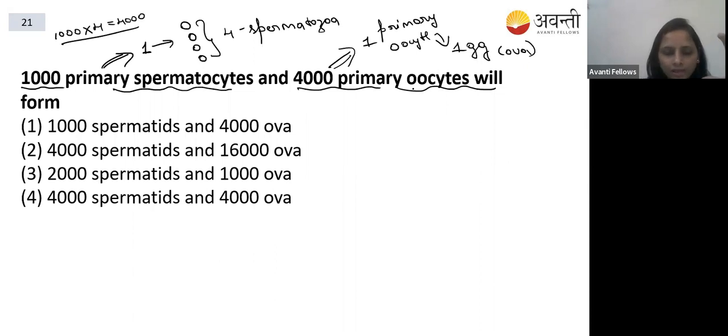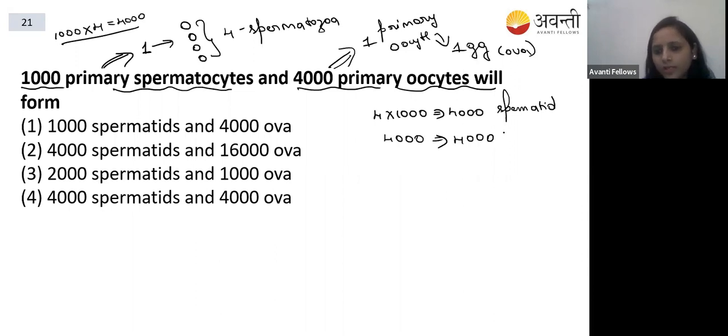Then what will happen here? The 4000 spermatids will be formed and the 4000 ova will be formed, right guys? Because 4 into 1000, 4000 spermatids will be formed. Spermatid is nothing but sperm. Then coming to the 4000 primary oocytes, obviously, it will produce only 4000 ova, right? Yes. So that is the reason they are telling 1000 spermatid and the 4000 ova.